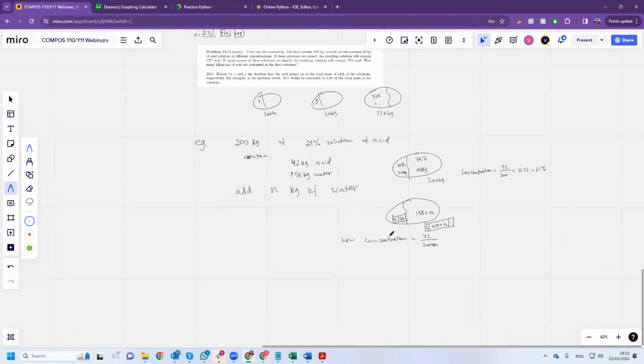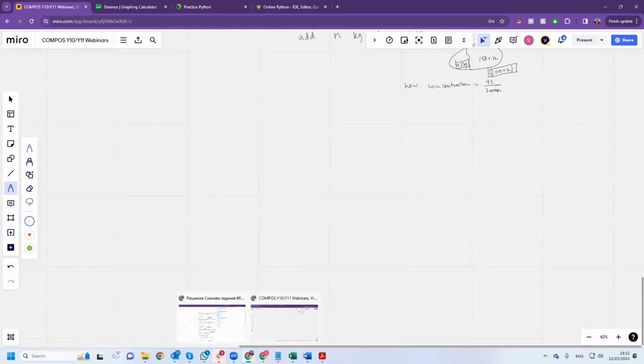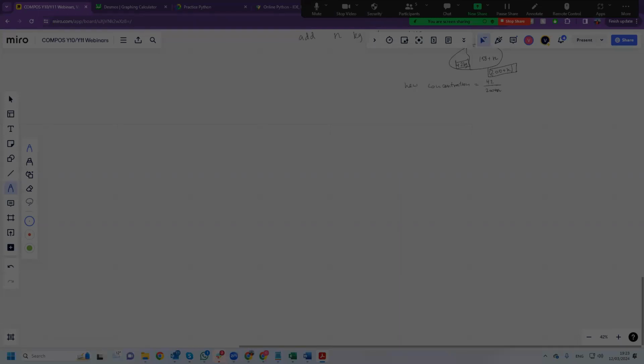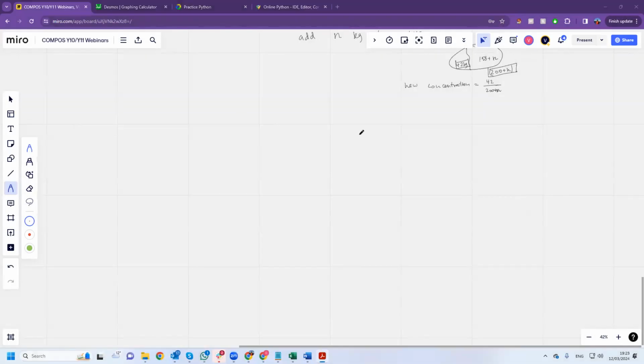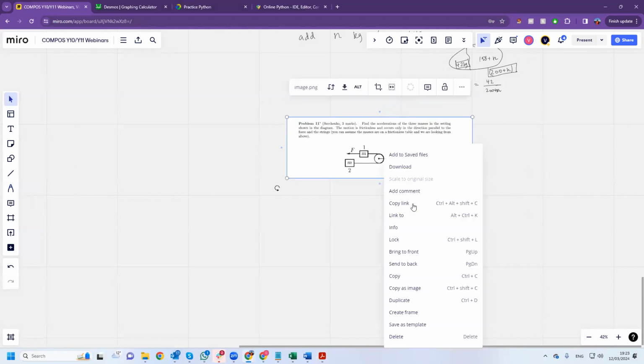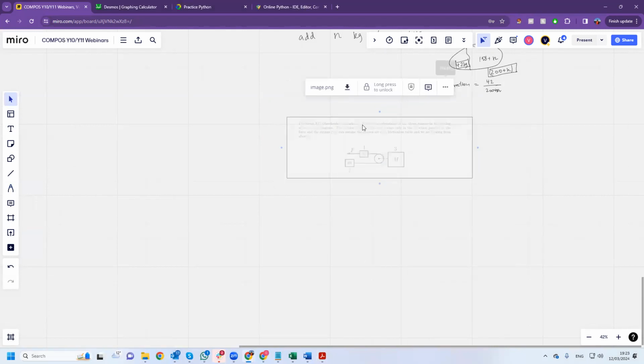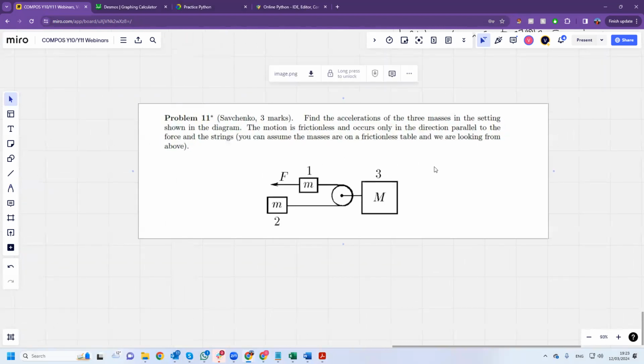Problem 11 in physics. Acceleration of the three masses in the setting shown in the diagram. The motion is frictionless and occurs only in the direction parallel to the force and the string. You assume the masses are on a frictionless table and we are looking from above.